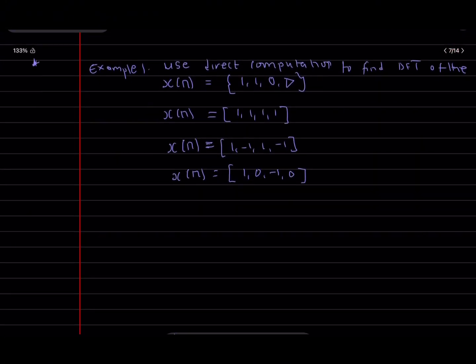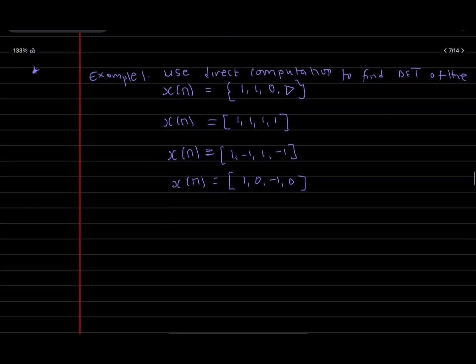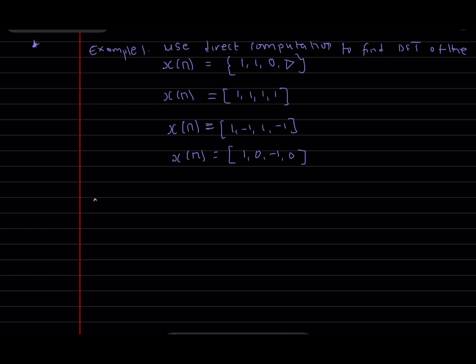So the example says to use direct computation to find the DFT of the following. I'm solving the first one and the last one. Let's say the first one, the second one, and I'll show you some property which you can use to find the other ones as well. So for the solution, x of n is equal to 1, 1, 0, 0.